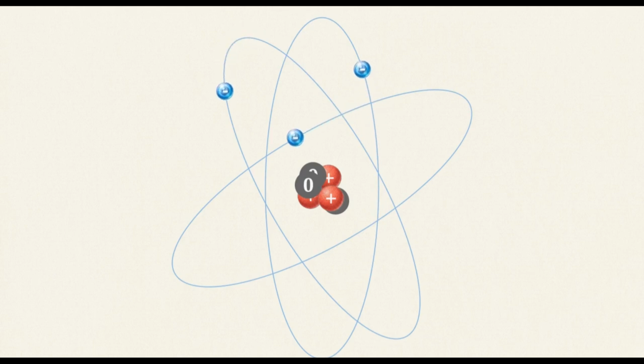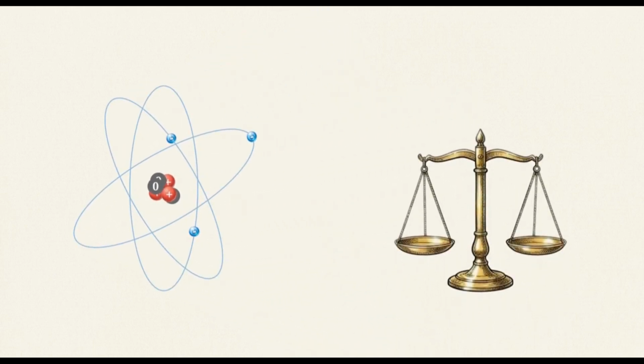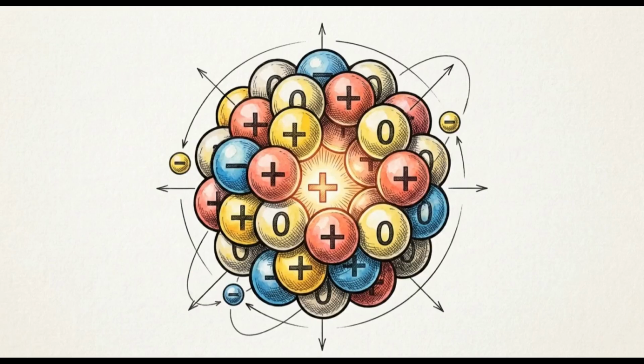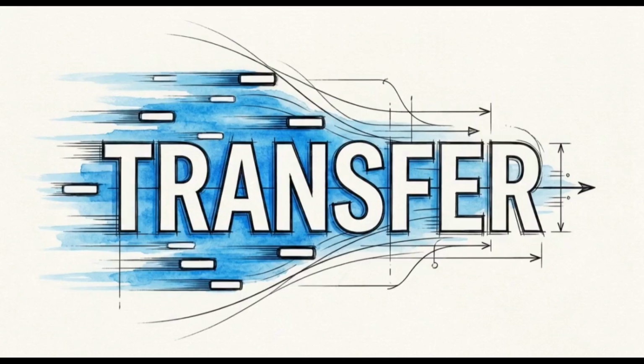Negatively charged electrons swarm around this nucleus in all directions. Because atoms normally have the same number of protons and electrons, objects are typically uncharged or neutral. Crucially, protons are held tightly in the nucleus and never move between atoms. Any change in an object's electrical charge is caused strictly by the movement of electrons.